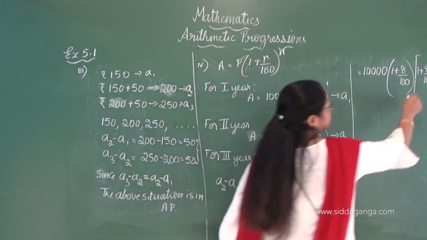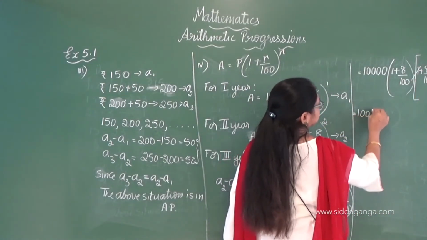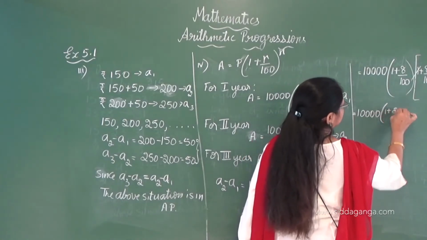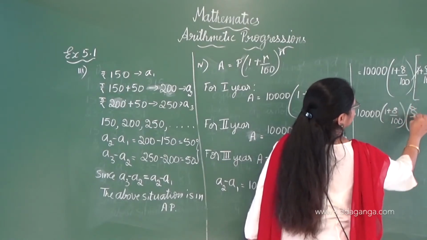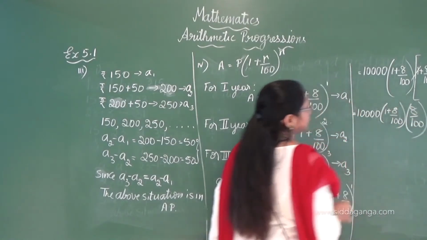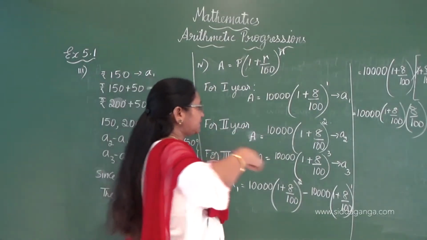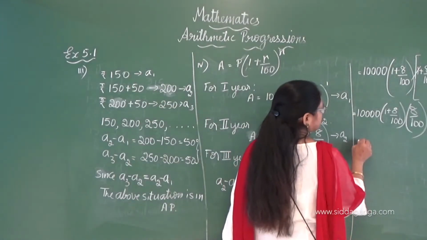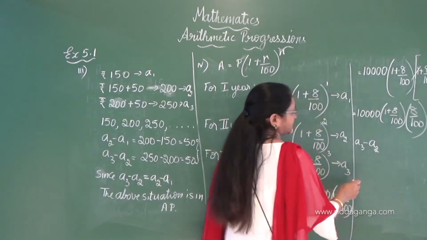So here 1 gets cancelled. So it gives you 10,000 (1 + 8/100) into 8/100. Okay. Now A3 minus A2. We will find out A3 minus A2.